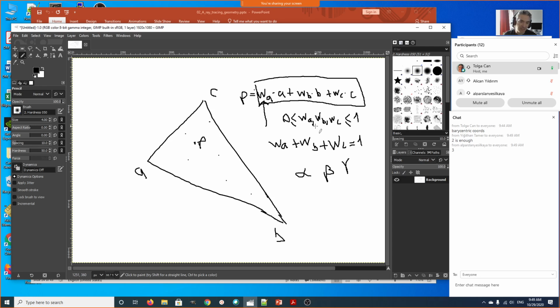The two is enough because of these constraints. As you can see, this constraint basically tells us that one of them is 1 minus the summation of the others. We don't actually have 3 degrees of freedom, we have 2. If you fix WA and WB, WC is given. So you don't have a degree of freedom there. The degrees of freedom we have on a triangle is 2. That's why this is a two-dimensional surface, just like the surface of a sphere.